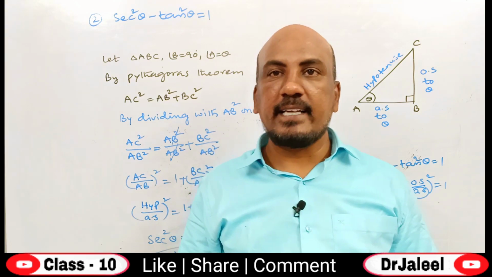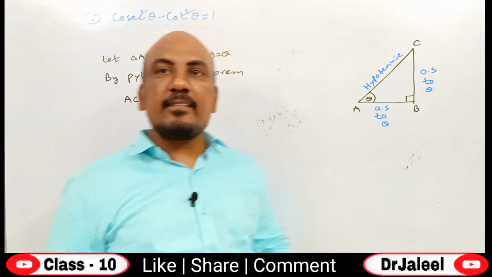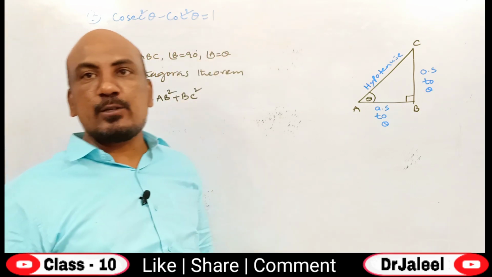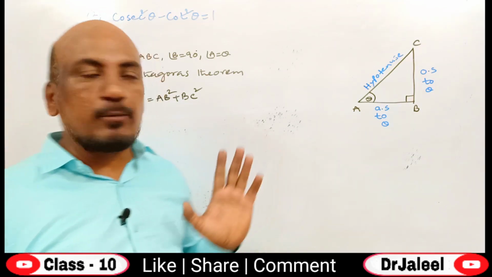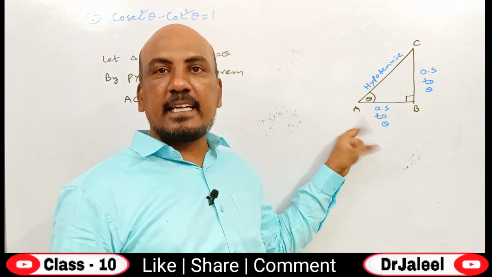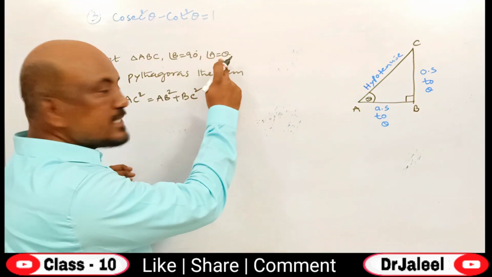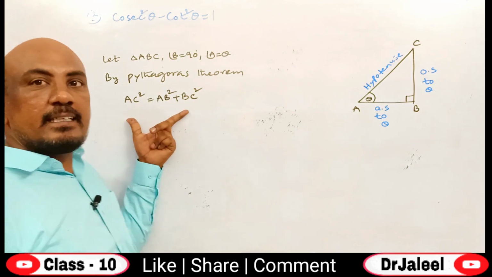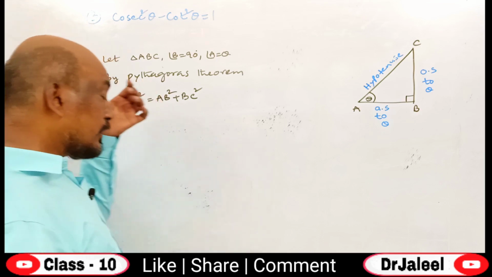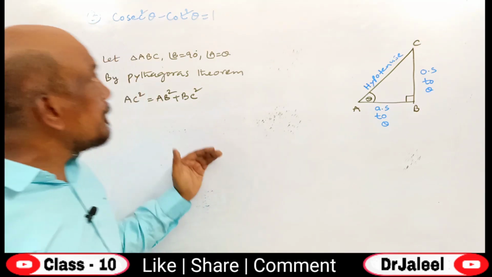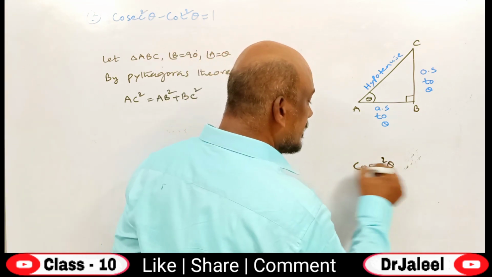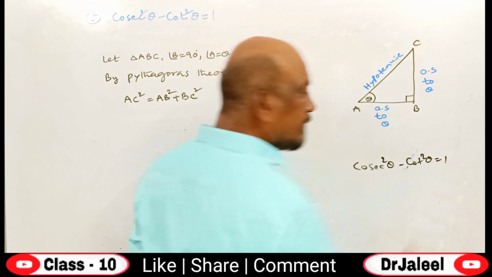Same way we can go for the third identity too. Children, in the third identity we have cosec square theta minus cot square theta is equal to 1. For this proof also we will have the same procedure. First we will take a triangle ABC where B is right and angle A is theta. So in triangle ABC I applied Pythagoras theorem and then I got AC square is equal to AB square plus BC square. Now with what we need to divide? That depends on what we want. What is that we want? We want cosec square theta minus cot square theta is equal to 1.